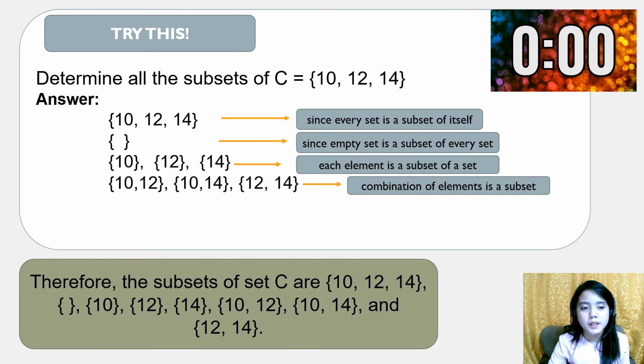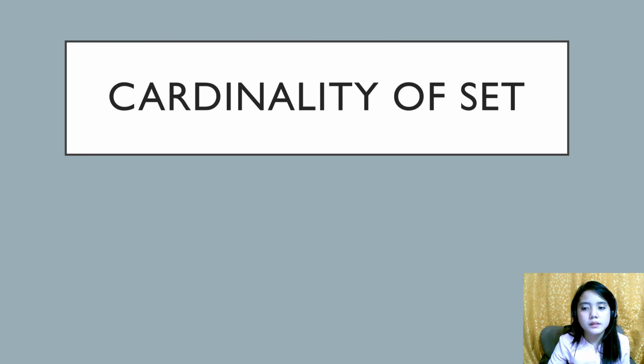Okay, that's it. So therefore, the subsets of set C are {10, 12, 14}, the empty set, {10}, {12}, {14}, {10, 12}, {10, 14}, and {12, 14}. So for this set, we also have 8 subsets. Okay, let's proceed. Okay, let's now have the cardinality of set. So we're done with the universal set and the subset. Let's now have the cardinality of set.